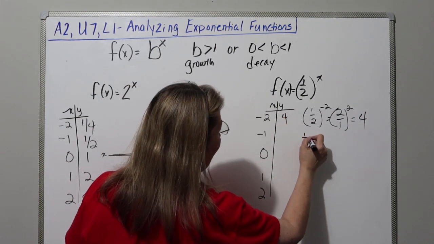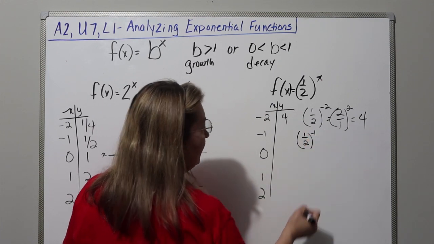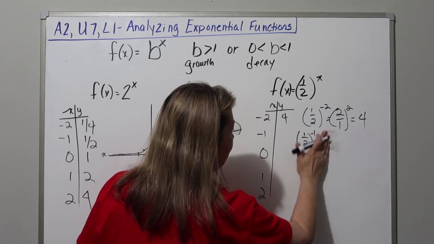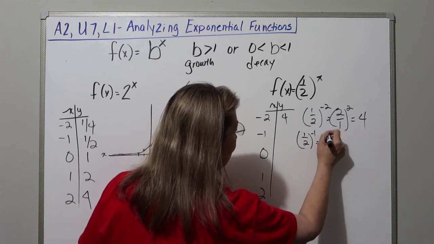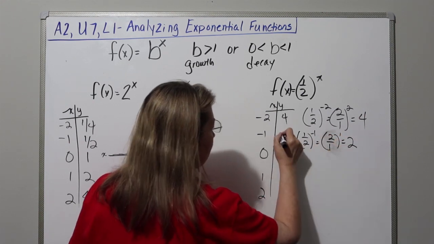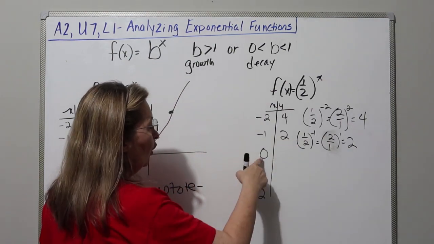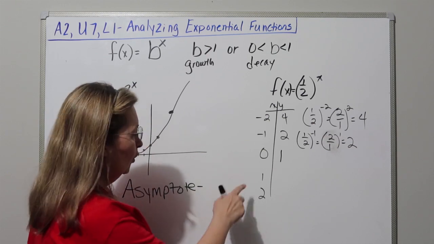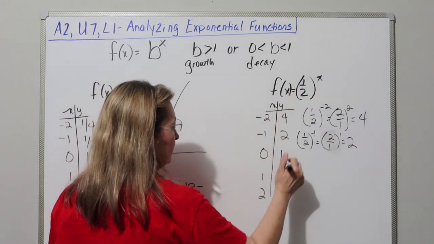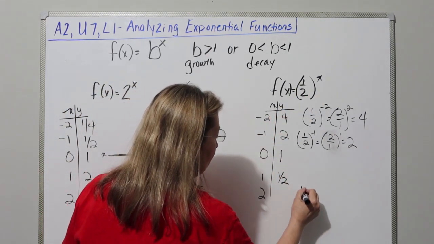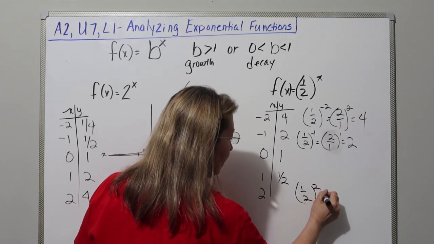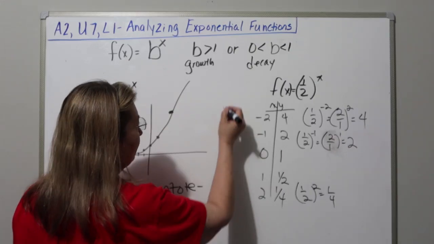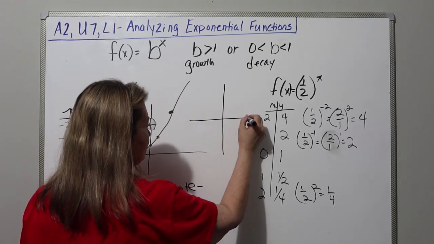When I take 1/2 to the -1, I still flip it, and then it's going to have a +1 exponent. So that's 2. 1/2 to the 0 power is 1. 1/2 to the first power is 1/2. And 1/2 squared is 1/4. Now let's graph it right here and see what it does.